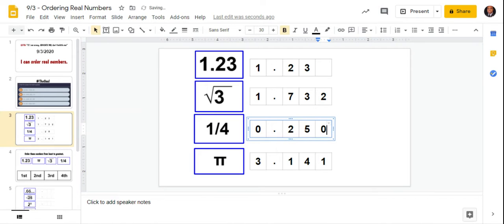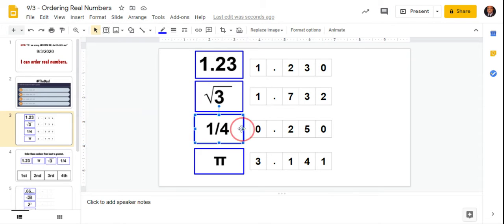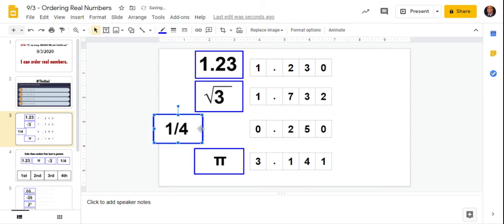Now, looking at these, which one will be first if we're going from least to greatest? A little secret: we just look at this first column. Which number is the smallest? 1, 1, 0, or 3? 0 is. So 1/4 would be the least. The next smallest value would be 1, 1, or 3. To make sure I got it, I'm going to scoot this over, just so I know that one's done. That one's first.